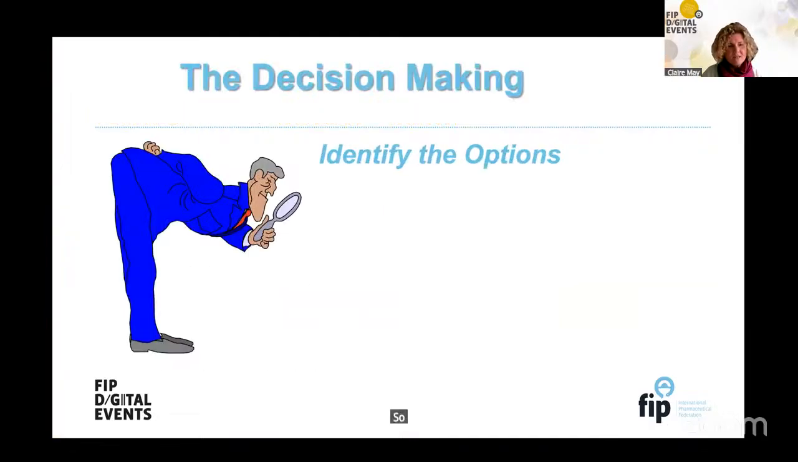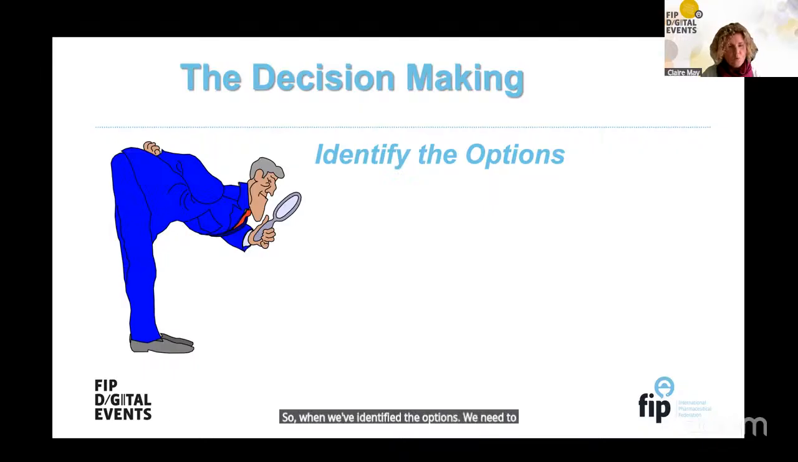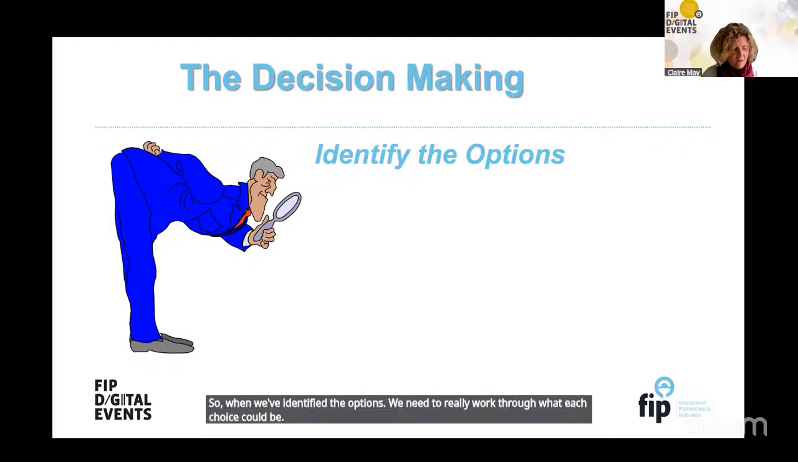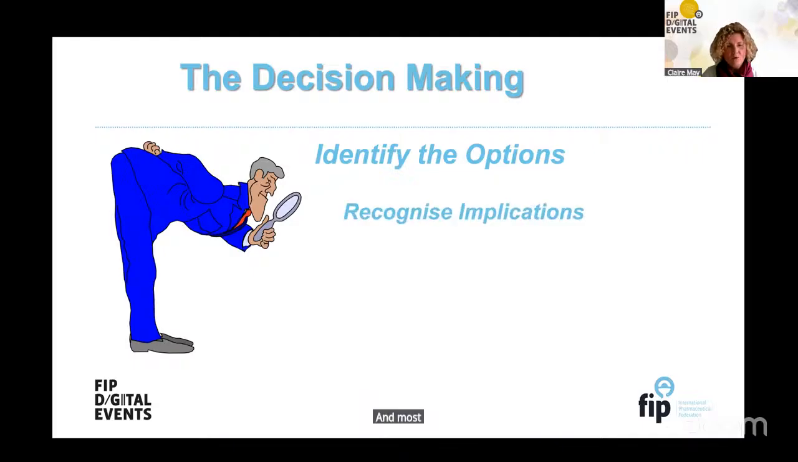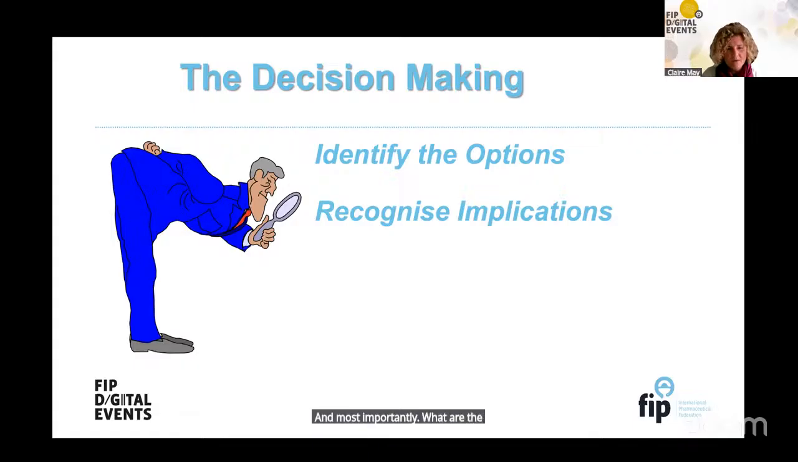So when we've identified the options, we need to really work through what each choice could be. And most importantly, what are the consequences if I do X over Y? And how does that affect all of the stakeholders involved? How do we make sure that we have got it right?